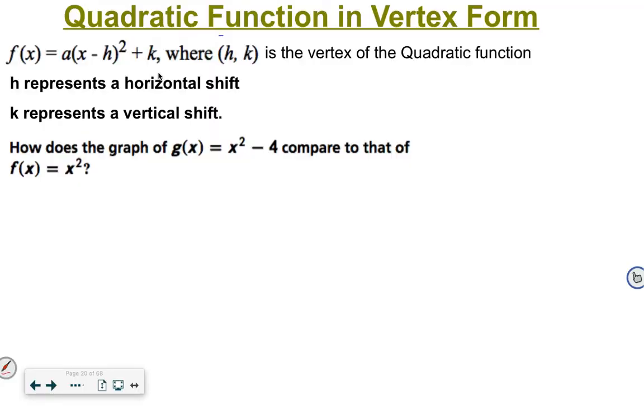Alright, ladies and gentlemen, today we are going to go over quadratic function in vertex form. Remember that before this topic we were learning quadratic function in standard form. What was the standard form? Y is equal to ax squared plus bx plus c. And we also learned how to find the vertex and y-intercept. Today we are going to learn quadratic function in vertex form and how we are going to use the vertex form to be able to graph the function.